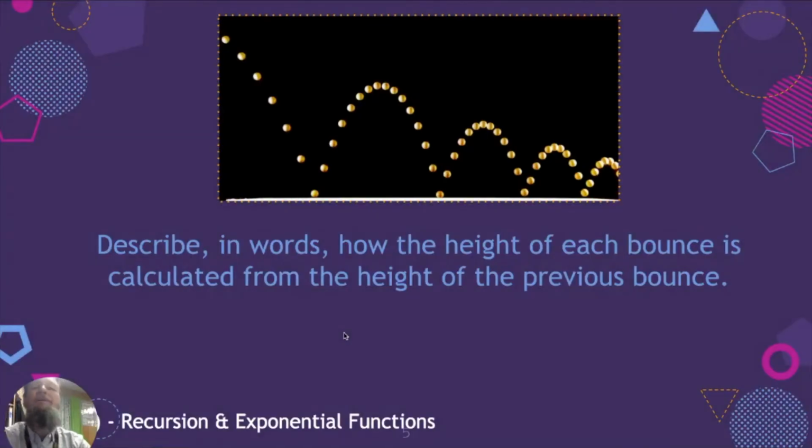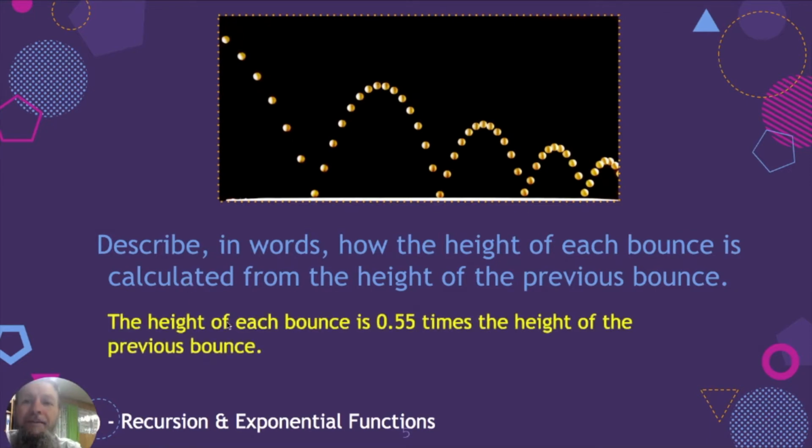Describe in words how the height of each bounce is calculated from the height of the previous bounce. This is really simple, and this is a good way to look at the way a tennis ball bounces. If we were to graph this, what kind of graph do you think that models? You see how it gradually lowers? The height of each bounce is 0.55 times the height of the previous bounce. That's how we describe that recursive formula. The height of each bounce, h subscript n plus 1, is 0.55 times the height of the previous bounce, h subscript n.